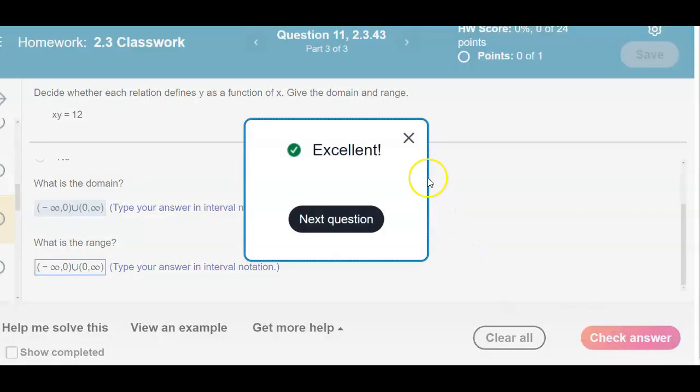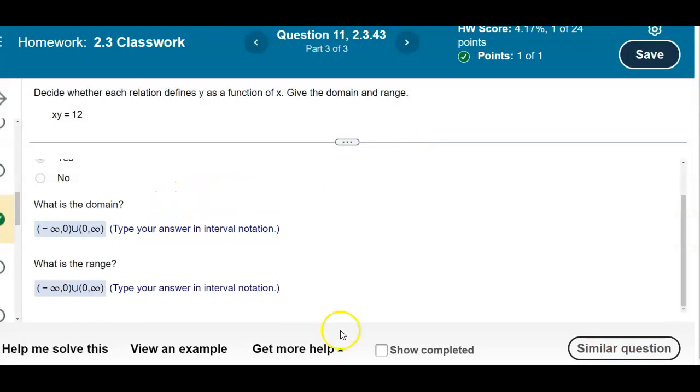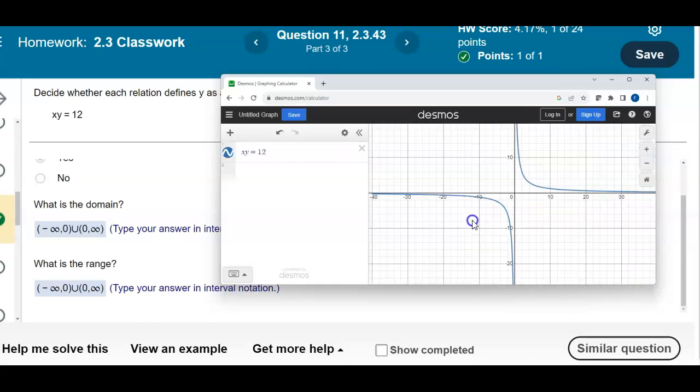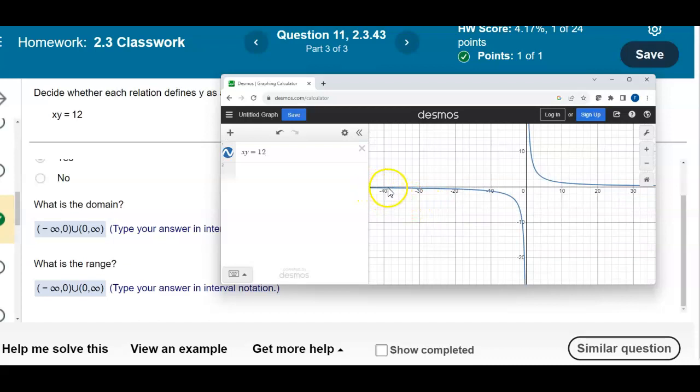Let's check our answer. Now another thing is that we want to make sure we can see what this looks like when we graph it. So let's open up Desmos here. So I'm going to put in the equation x times y, which is equal to 12. Now if you notice here, what's happening is that this graph is going in this direction, and then it's going to go all the way down.